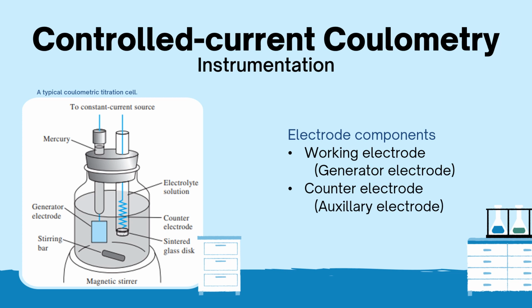The working electrode used to generate reactants is often referred to as the generator electrode. It is usually a platinum rectangle, a coil of wire, or a gauze cylinder with a relatively large surface area to minimize polarization effects. The counter electrode is usually isolated from the reaction medium by a sintered disc or other porous medium to prevent interference by the reaction products from this electrode.